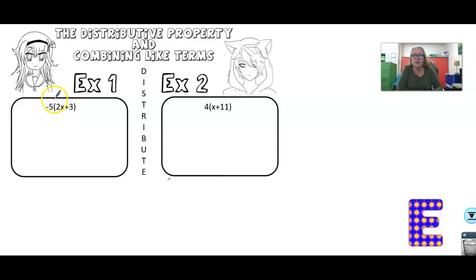When you distribute to get rid of parentheses, you multiply this number times all of the terms inside the parentheses. So we have -5 times 2x. That gives us -10x. And we have a -5 times a +3, which gives us -15. Okay. Over here, to get rid of the parentheses, we're going to multiply. 4 times x gives us 4x, and 4 times a +11 gives us +44.